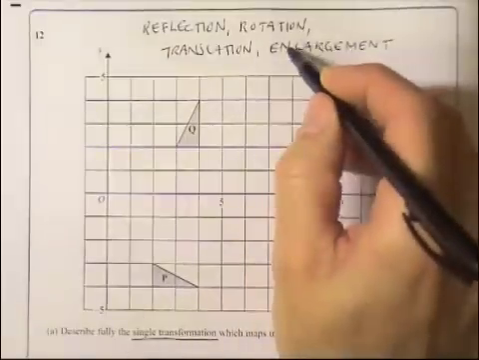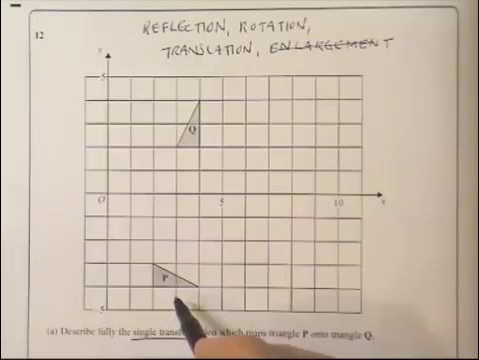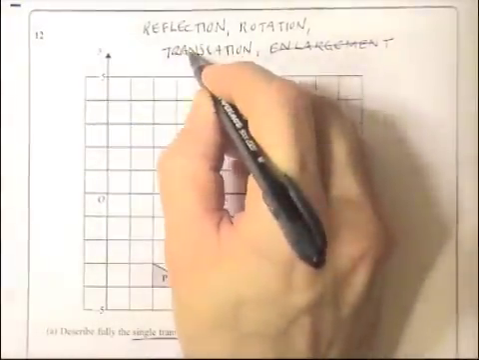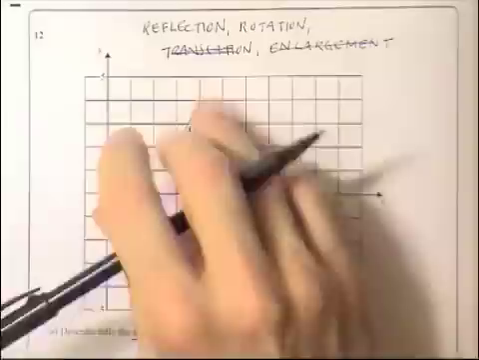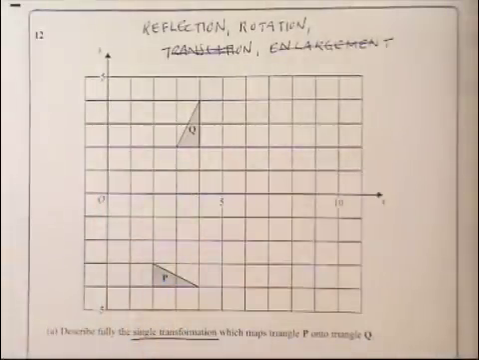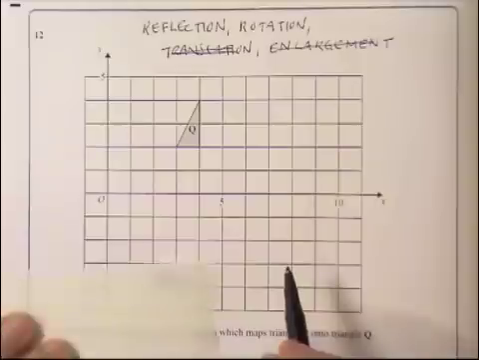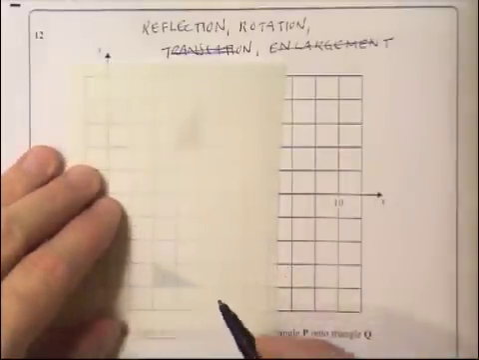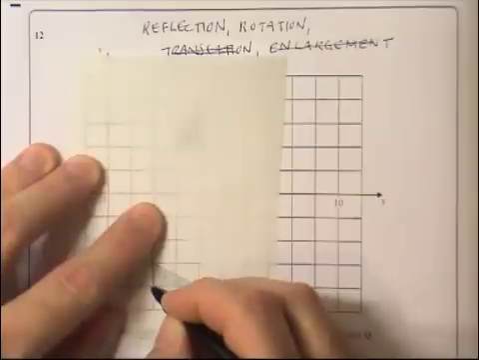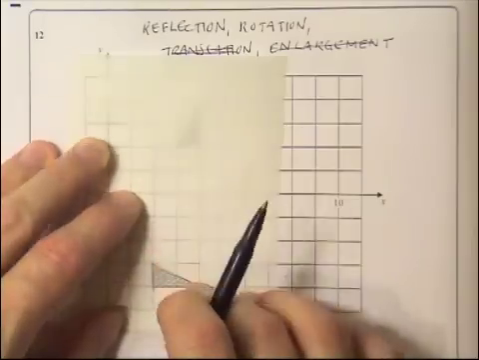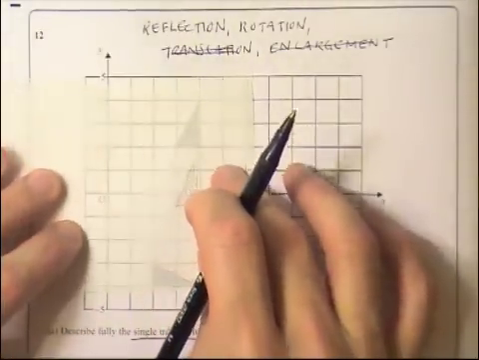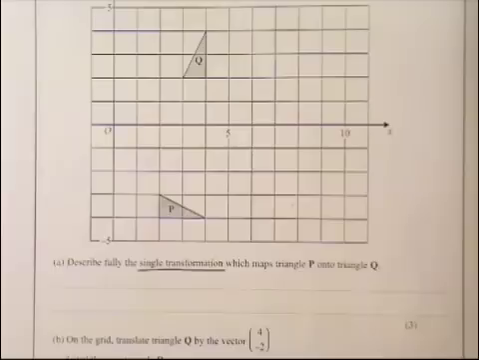We can eliminate an enlargement because the shape is exactly the same size. We can eliminate translation because translation would leave it orientated in the same way, and it's clearly on its side compared with this one. That leaves us rotation or reflection. In fact, I can tell straight away it is a rotation because the original shape is like that and the final shape has clearly rotated through 90 degrees.